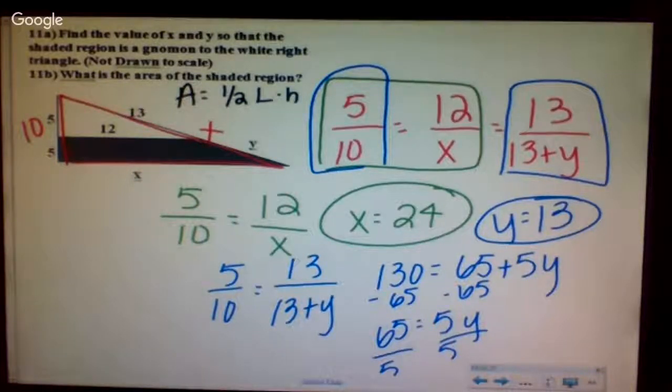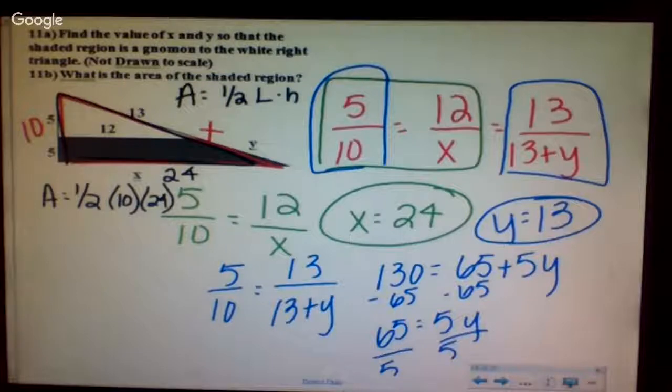Okay. So we need to get the area of this big triangle. What is x? 24. So the area of the big triangle is 1/2 times 10 times 24. So what's 10 times 24? 240. I thought we were only finding the area of the shaded region. I understand that, but it's the same thing where we have to do both and subtract. How are you going to find the area of this? It's not a rectangle. Oh yeah.